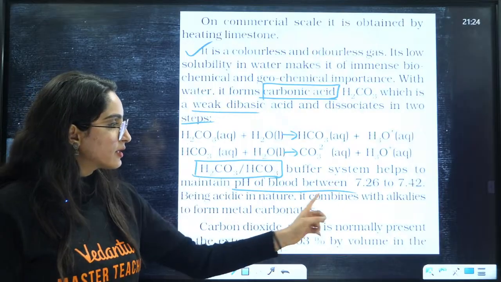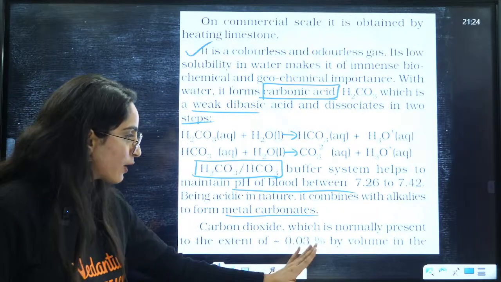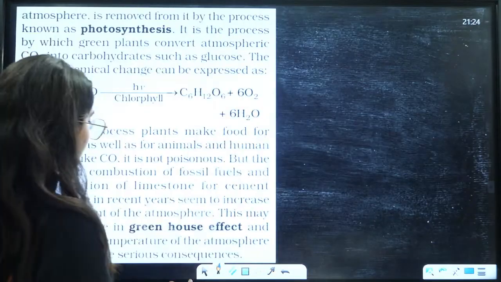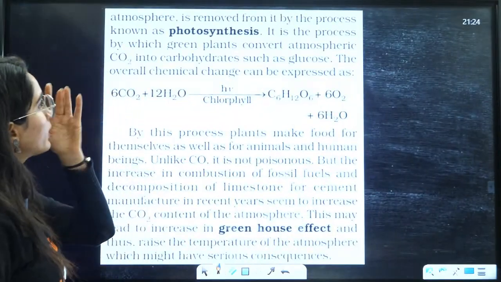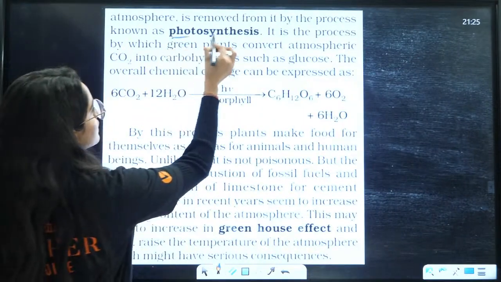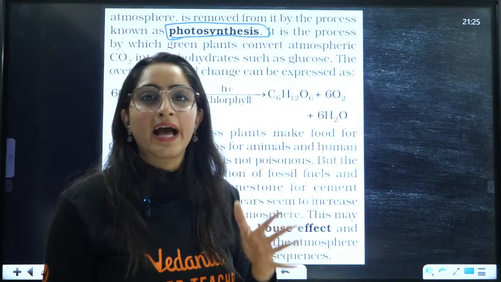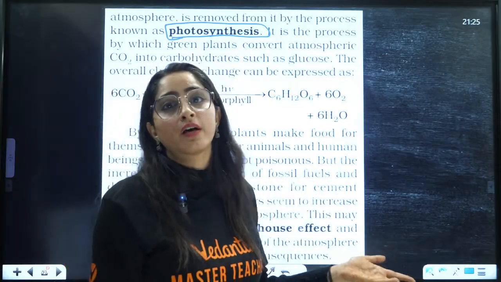Being acidic in nature, it combines with alkalis to form metal carbonates. Carbon dioxide, which is normally present only very little, that is 0.03% in our atmosphere, is removed from it by the process known as photosynthesis. We know that plants catch carbon dioxide and give us oxygen. That is why it is very important to have greenery around you, right?